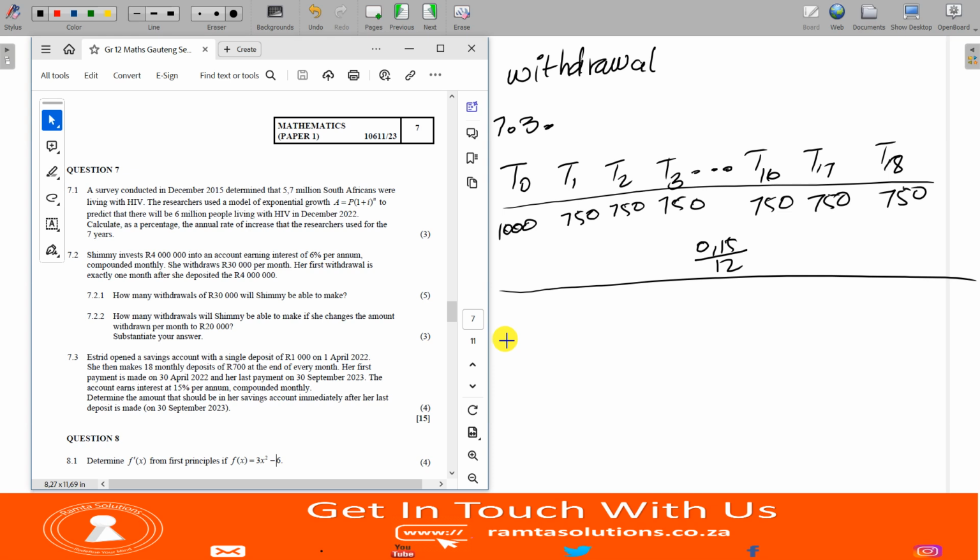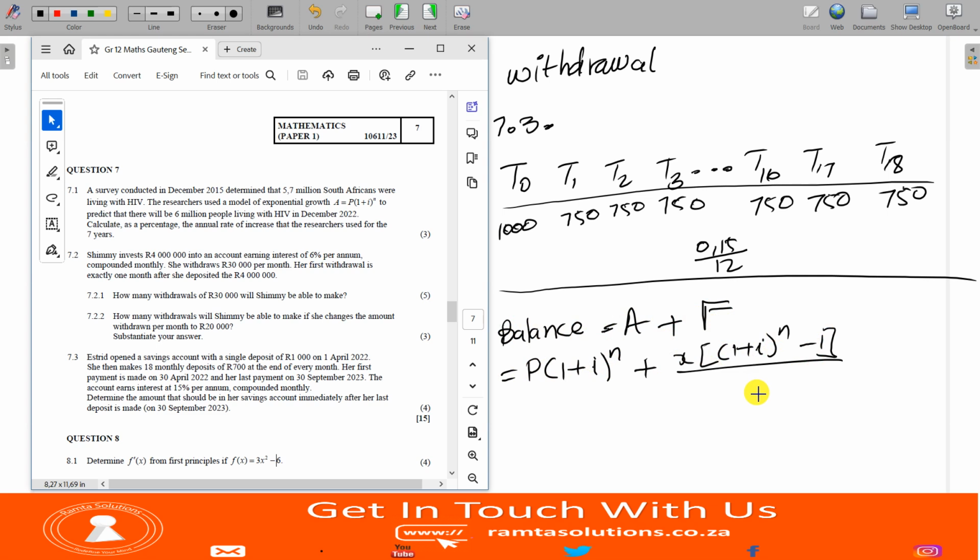So we are going to say what she will have. Let me call it balance. I'm going to say this balance is the accumulated amount plus the future value of the annuity. If you like, you can also say it's P into (1 plus i) to the n, plus x into ((1 plus i) to the n minus 1) all over i.